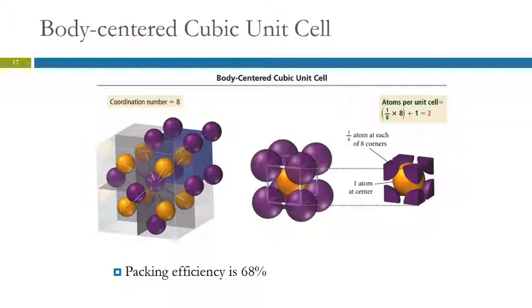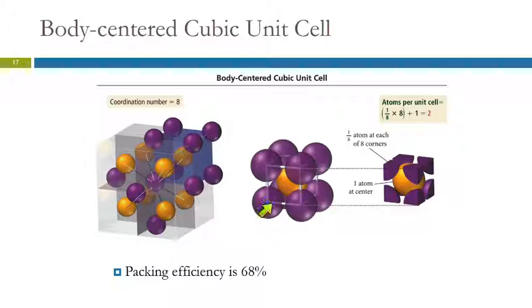Different views. So here's the one we were just looking at. Here, instead of having one atom in this cell, we now have the equivalent of 2 atoms, because we still have 8/8 of atoms, so that's 1, plus this 1 in the middle. So this unit cell has 2 atoms in it.